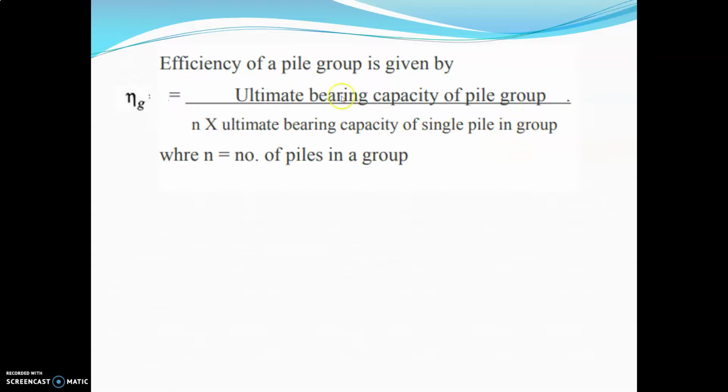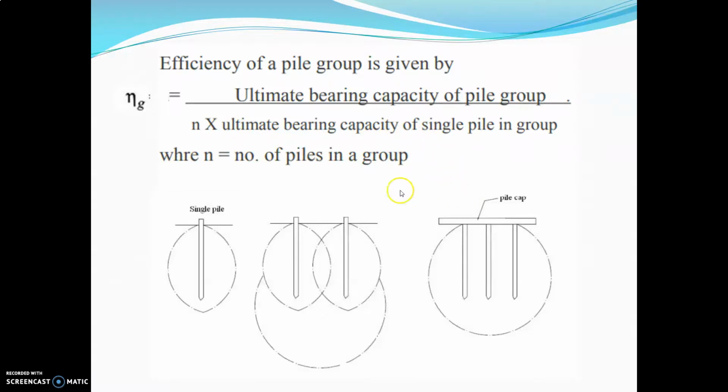So here what you have to calculate is, first, the ultimate bearing capacity of the pile group, then that divided by N, the number of piles in a group, into the ultimate bearing capacity of the single pile. So this also gives the efficiency of the pile group. This is a single pile, this is a double pile, and this is three piles, triple piles, which are supported by a pile cap. Here you can see this is a pile cap.